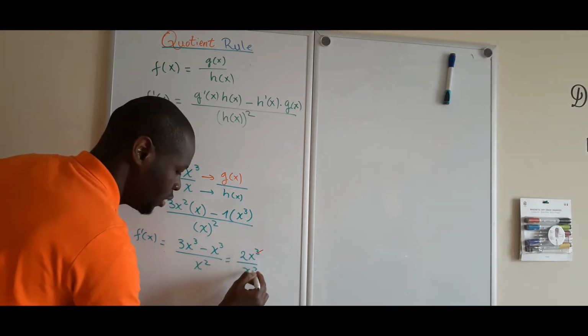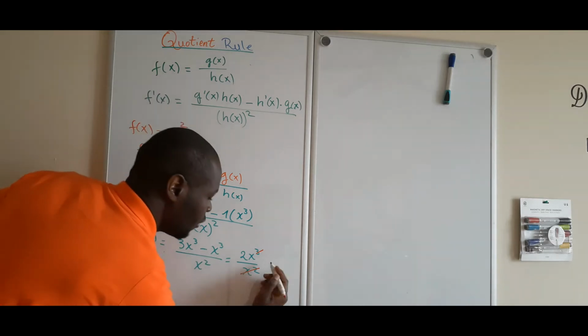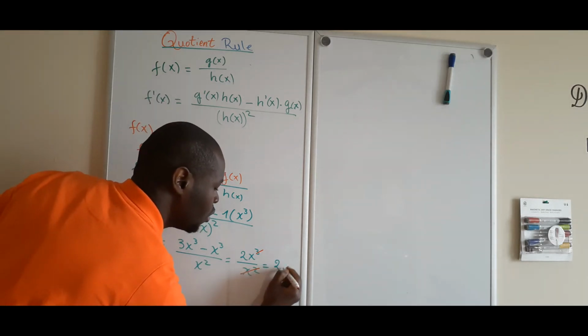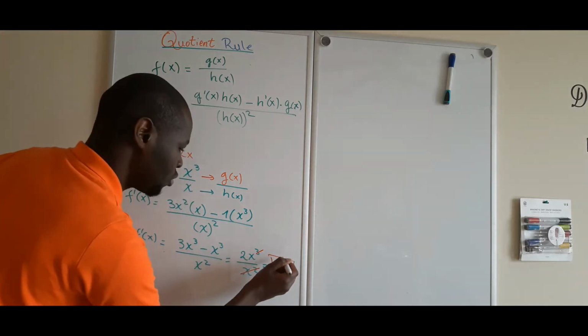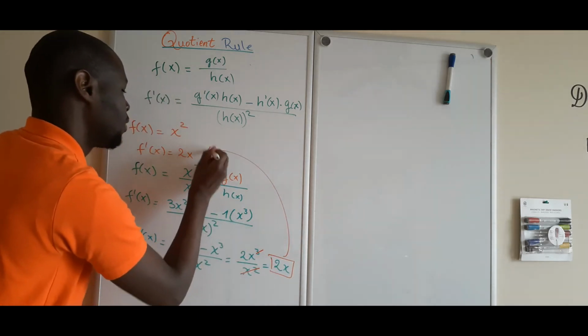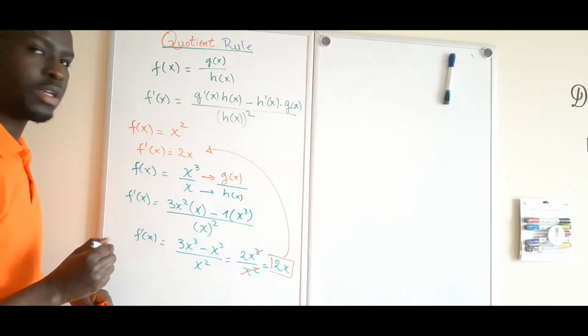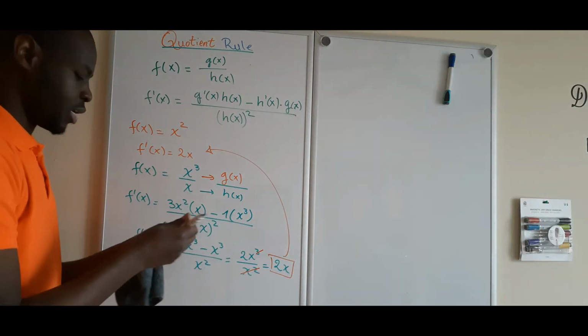And we can simplify this. You have x cubed, you have x squared, so you are left with 2x, which is indeed the same result as we found previously.